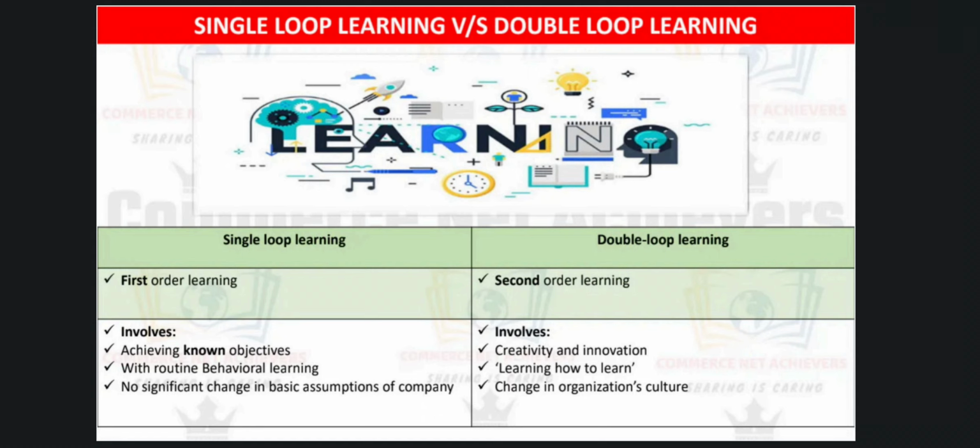Now let's discuss single loop learning versus double loop learning. Single loop learning is first order learning, and double loop learning is second order learning. Single loop learning involves achieving known objectives with routine behavioral learning, with no significant change in the basic conception of the company. But double loop learning includes creativity and innovation, learning how to learn, and change in organizations and culture.